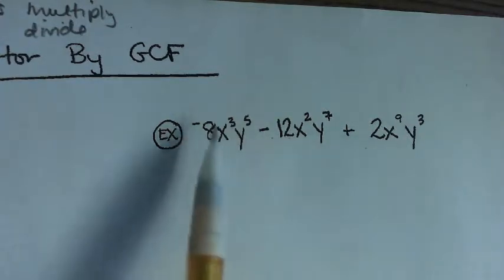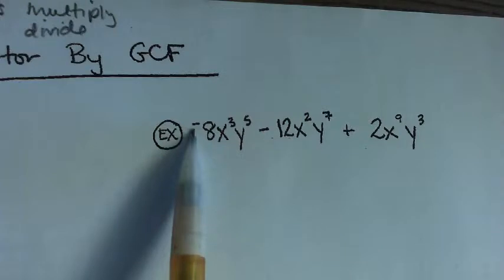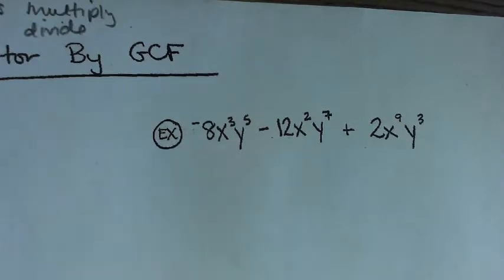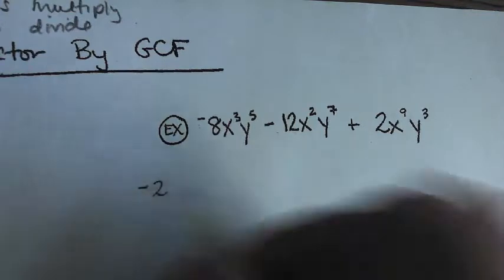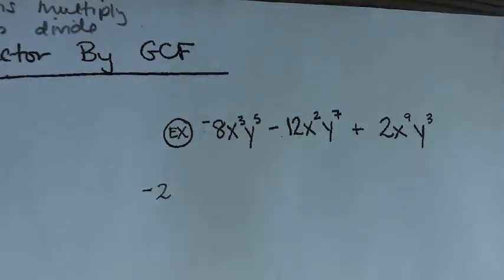There's one general rule I'm going to throw at you. If your polynomial starts with a negative sign, we want to factor that negative out as well. If it leads with a negative, we're going to not just take out a 2, we're going to take out a -2. Okay?